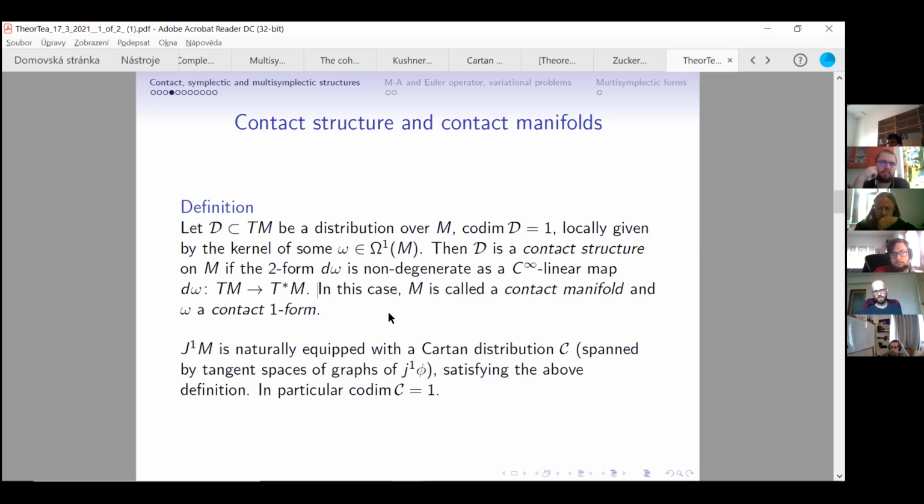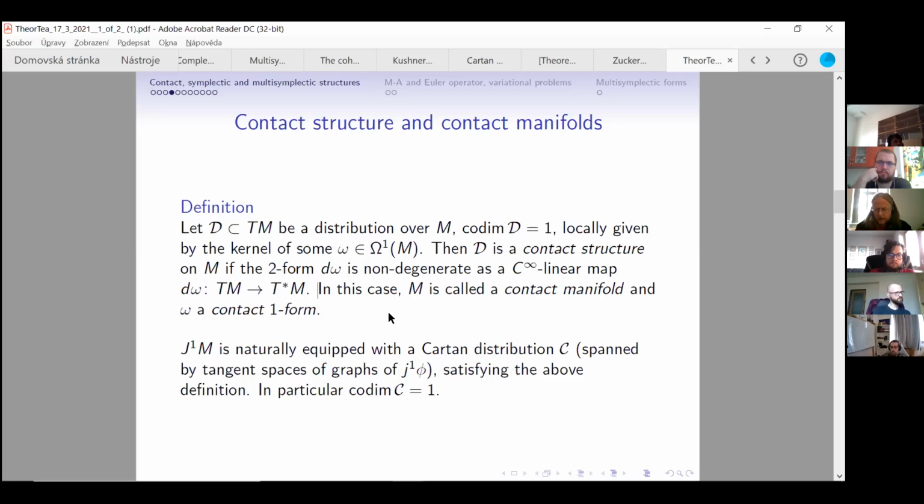And the key observation is that the first jet space is in fact a contact manifold. And the contact distribution which we are dealing with will in fact be a Cartan distribution. So every jet bundle of arbitrarily high order contains or has a natural notion of Cartan distributions, but only for J1M is this Cartan distribution such that it is in fact a contact structure. It is a contact distribution. And we don't need this geometric definition, that it's spanned by tangent spaces of graphs of.